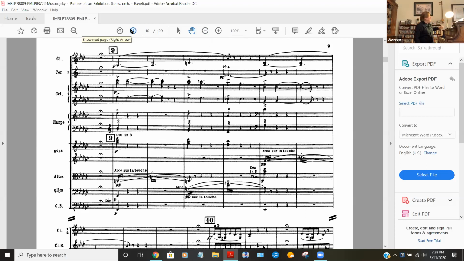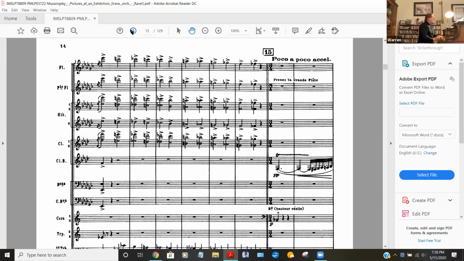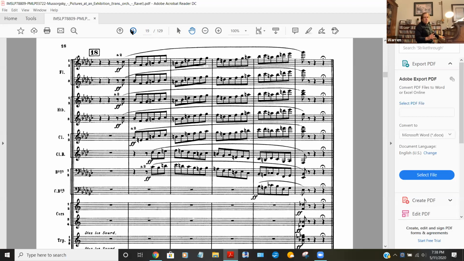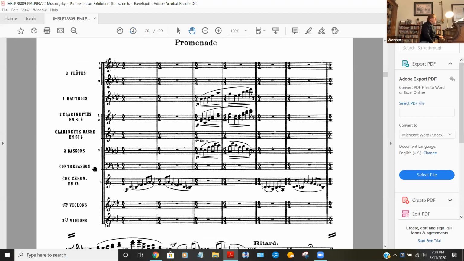Now, after the gnomes, you're walking again, and he has a shorter promenade. But again, it's the same thing. It's in 5/4 and 6/4, and you notice that movement.